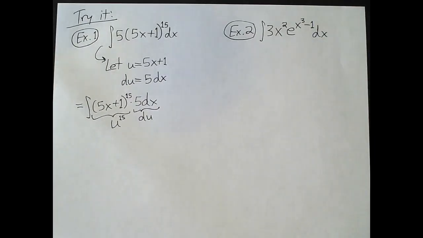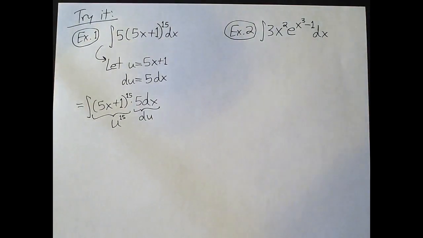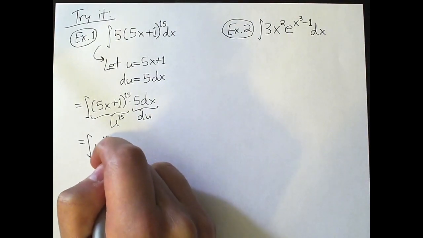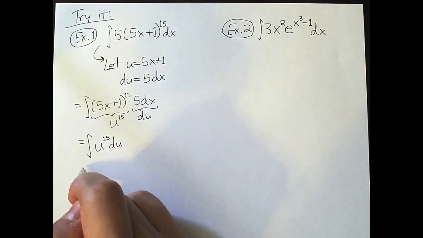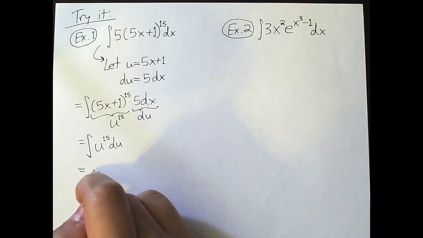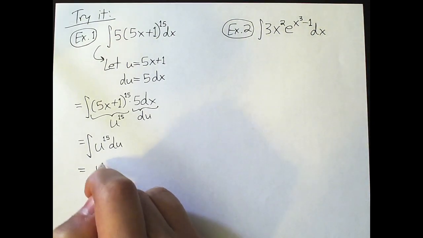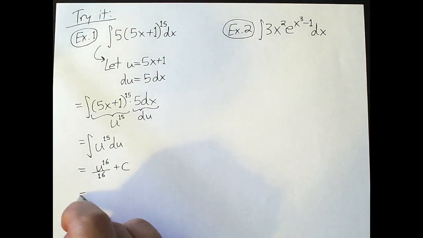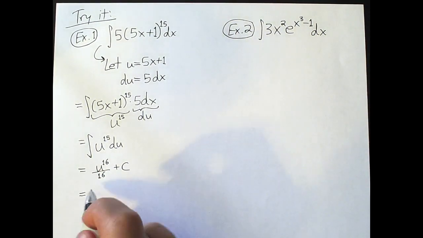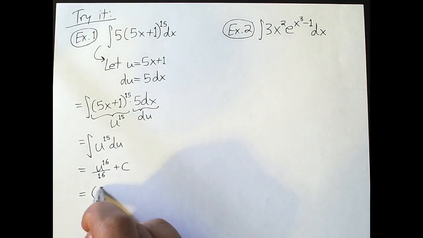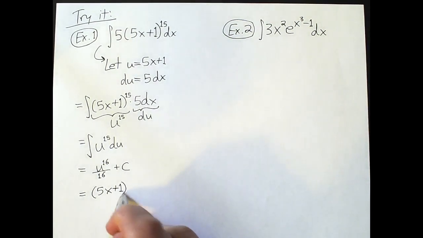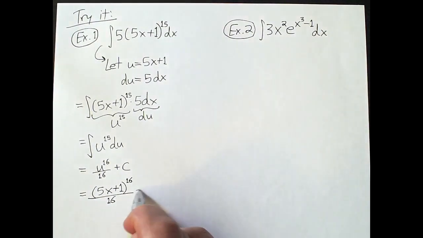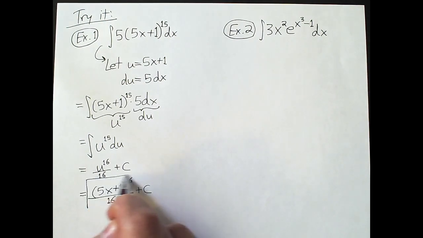We can do that integral. That's easier than the original problem. This turns this into just the integral of u to the 15 du, and we know that equals u to the 16 over 16 plus c. And then we need to get the answer in terms of x. So instead of u, it's going to be 5x plus 1 to the 16, all of that over 16, with a plus c on the outside.